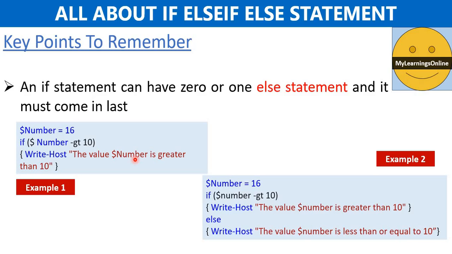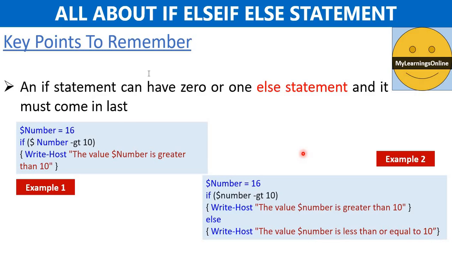This means a statement is executed only when a condition is true, but there is no provision for handling if the condition is false. In the second example, we have made a provision for handling the false condition as well by adding the else statement. Now if our number is greater than 10, then we will get a message that the value is greater than 10. Else we will get a message that the value is less than or equal to 10.